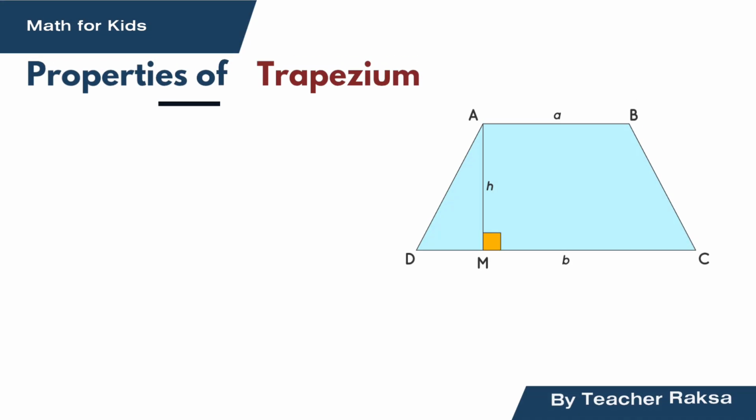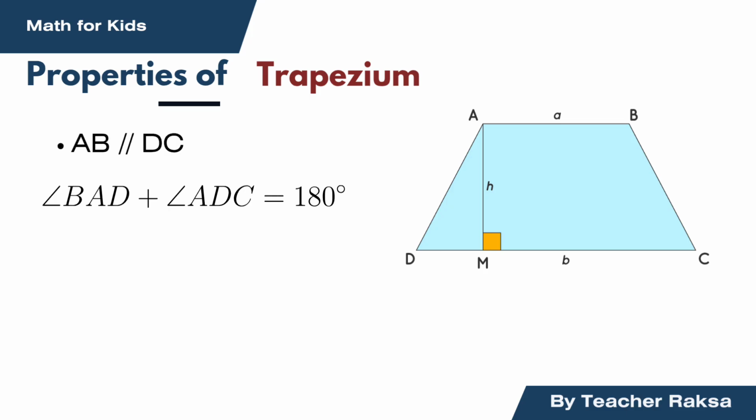Now let's look at the properties of a trapezium. A trapezium has one pair of opposite sides that are parallel. Another important property is that the adjacent angles between the parallel sides add up to 180 degrees. As shown in the figure, this relationship helps us solve for unknown angles.